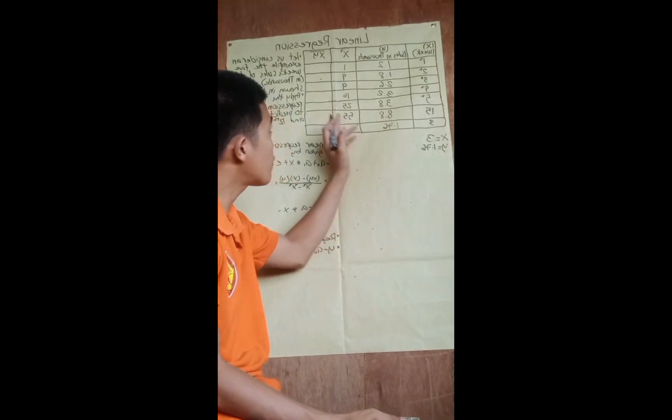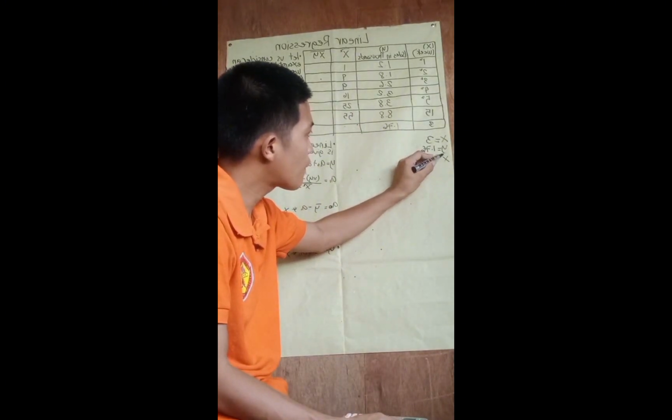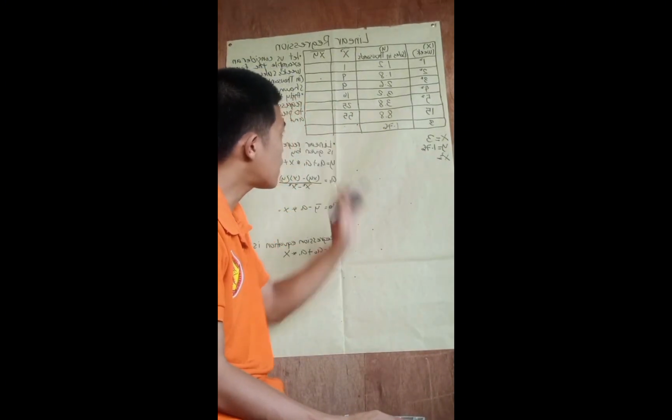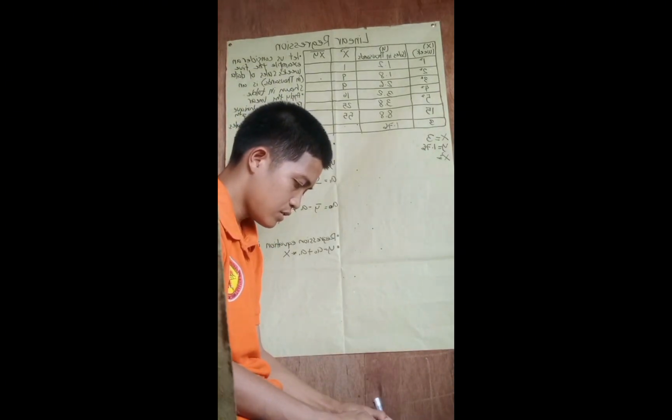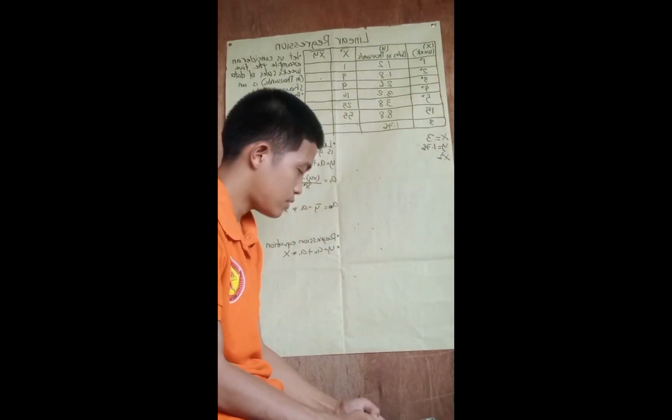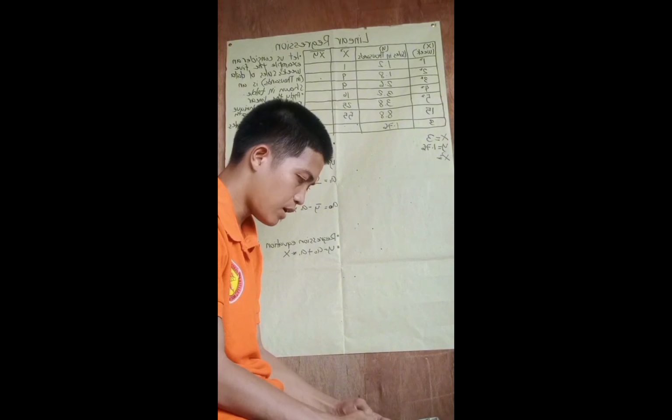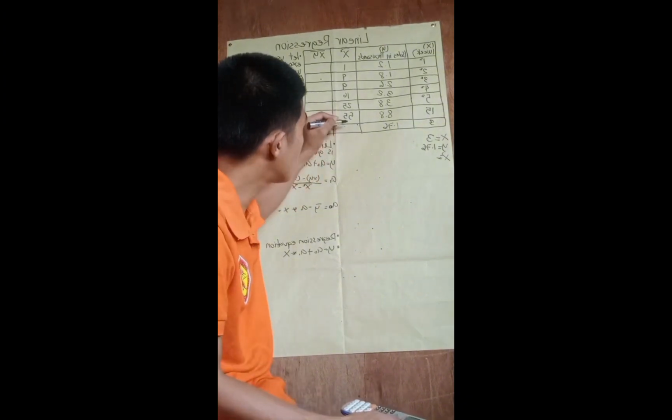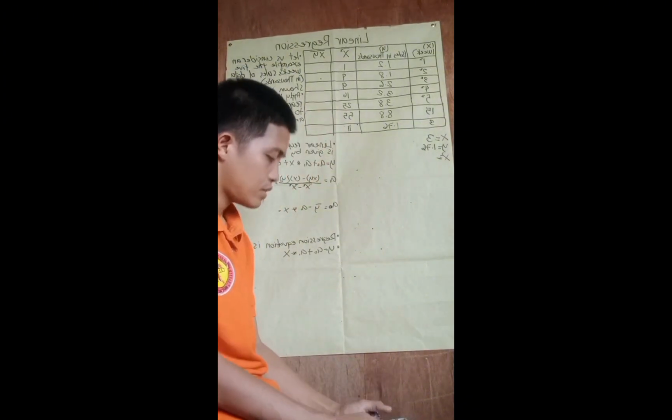To get the mean of x squared, we divide 55 by 5, which is equal to 11.